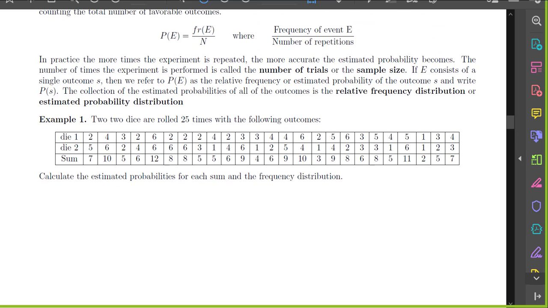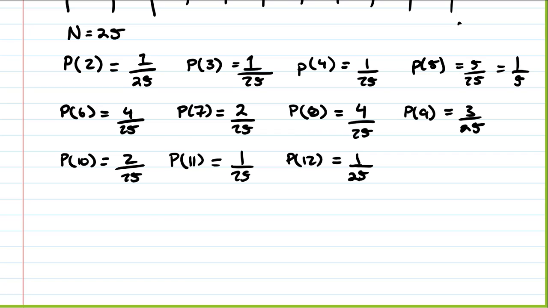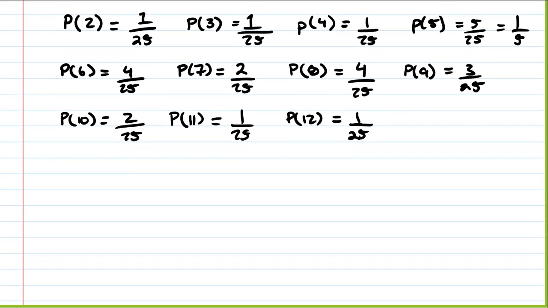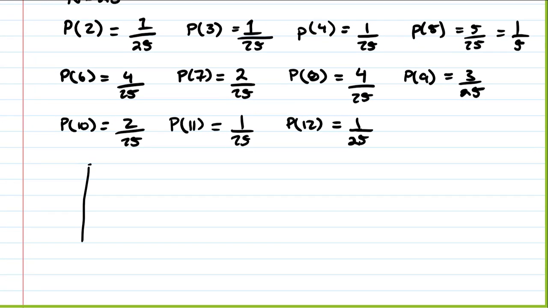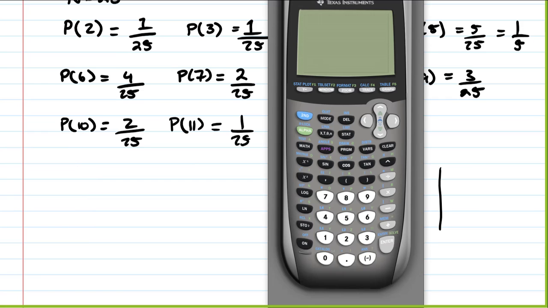So then our frequency distribution would be essentially the same table that we just made, but we need to convert each of our probabilities into a decimal.